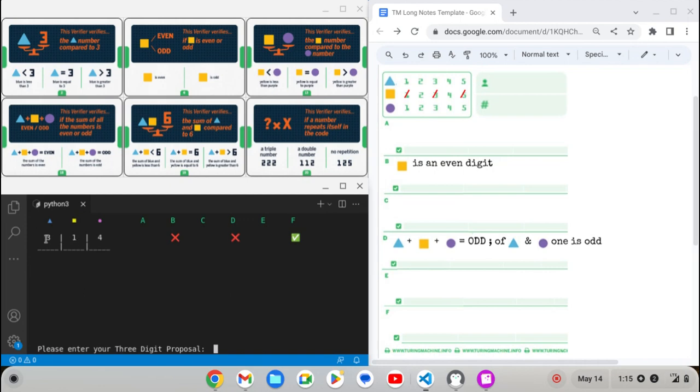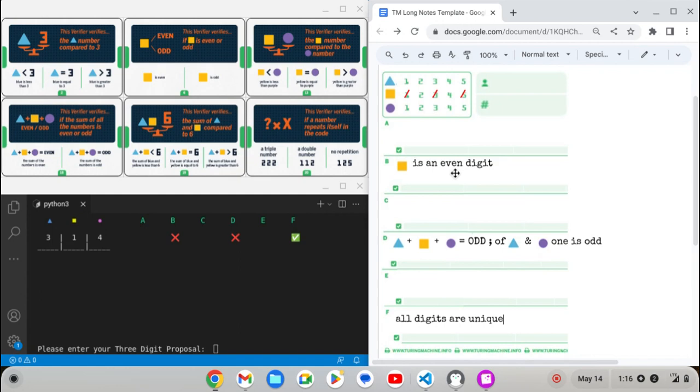If I come back to my proposal, notice that in my proposal of 314, the digits are all distinct. They're all unique. There's no duplicate digit. The Turing machine confirms that that's what it should be. So for criteria F, I'm going to write down that all digits are unique.